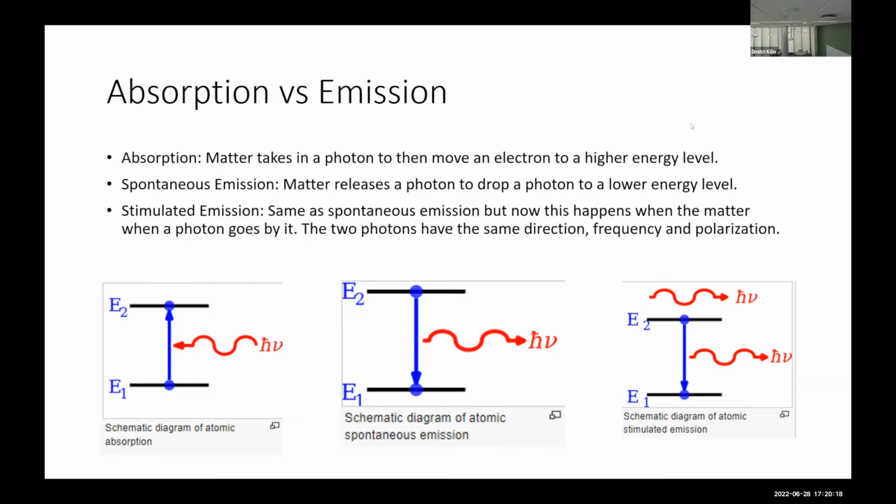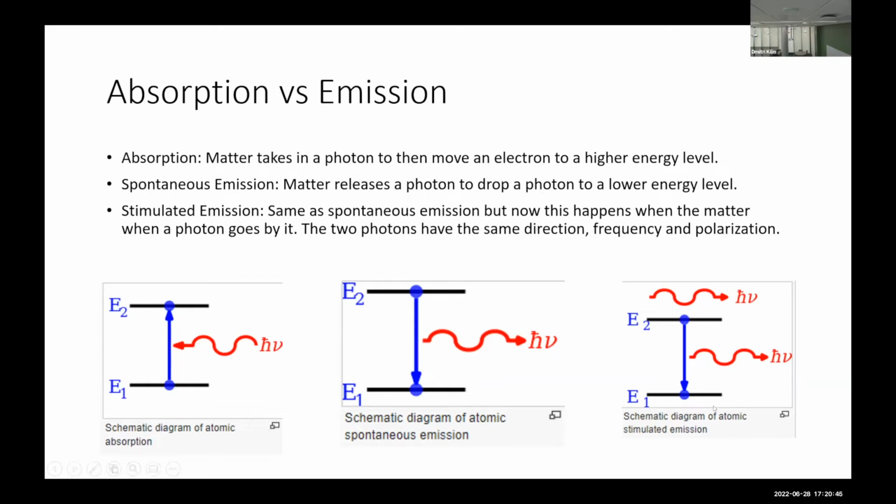We can see here that our photon is labeled as h nu, or h bar nu, where h bar is h over 2 pi, and nu is our frequency. And then in our last part, we can see that we have a photon going by it, and then we're emitting another photon.